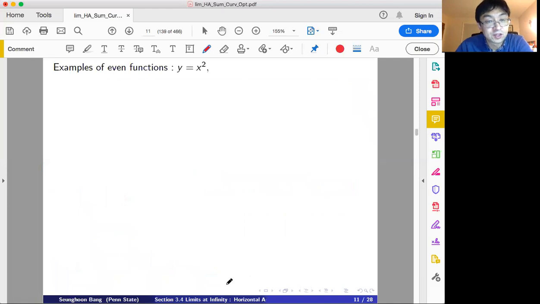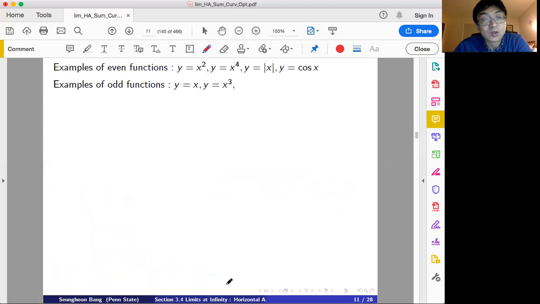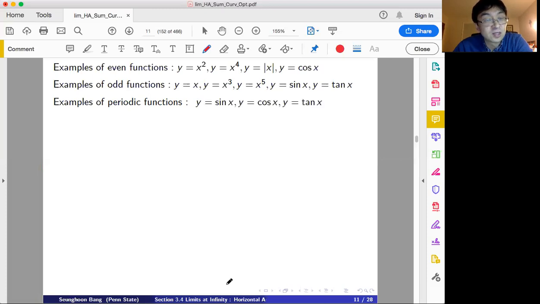Examples of even functions: y equals x squared, y equals x to the 4, y equals absolute value of x, y equals cosine of x. Examples of odd functions: y equals x, y equals x cubed, y equals x to the 5, sine, and tangent are all odd functions. What are examples of periodic functions? We have three basic functions: sine, cosine, tangent. The period of sine and cosine is always 2 pi. The period of the tangent function is pi. This is the whole idea.